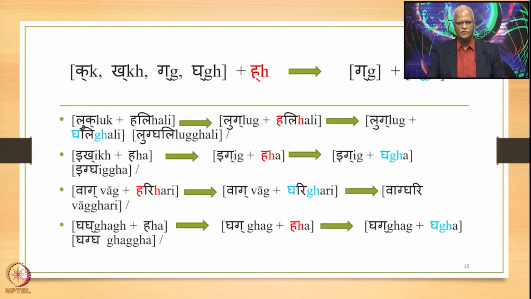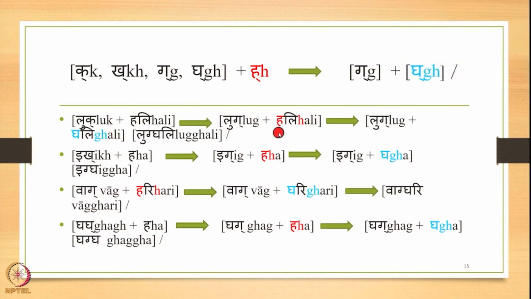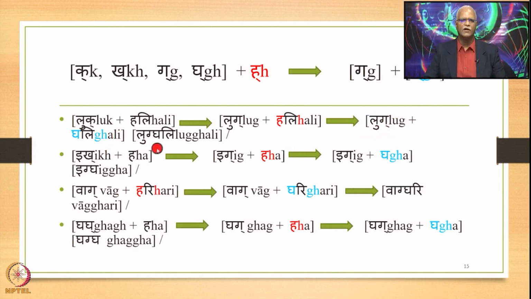So here are the specific examples. First, ka, kha, ga, gha plus ha as the input, and the output generated is ga plus gha. Optionally, so we have look plus hali, where ka comes at the end of this pada, followed by ha at the beginning of this pada, and so this ka is substituted by ga. So we have lug plus hali. Now this ha will be substituted by the purva savarna, which will be gha. So we get lug plus ghali, finally lug ghali.